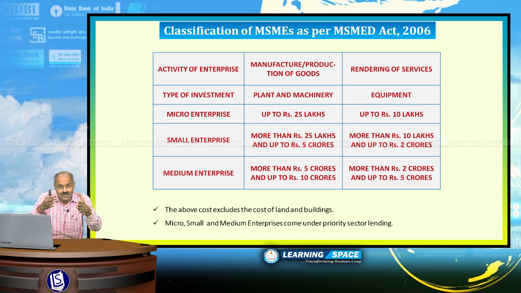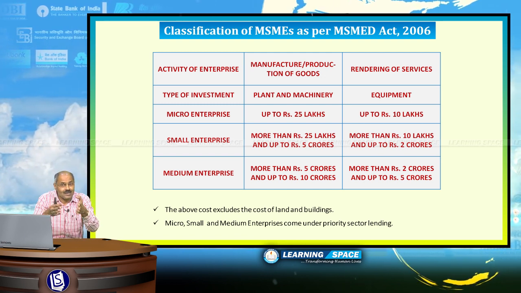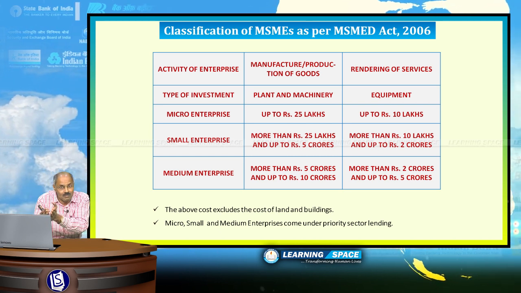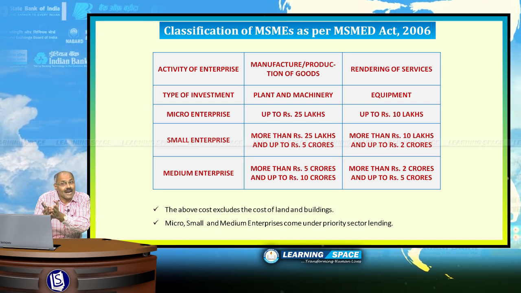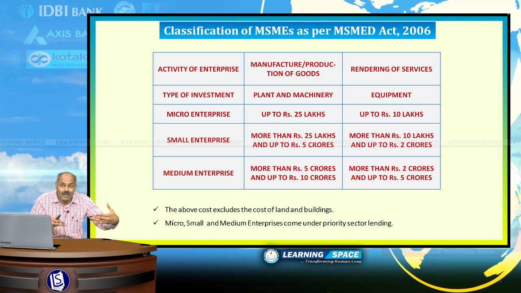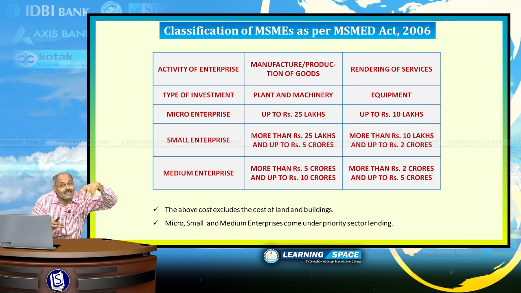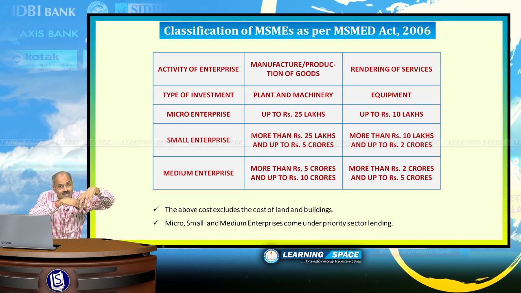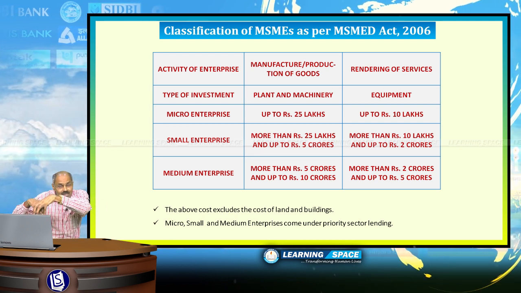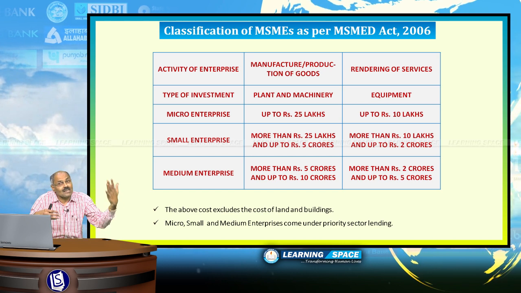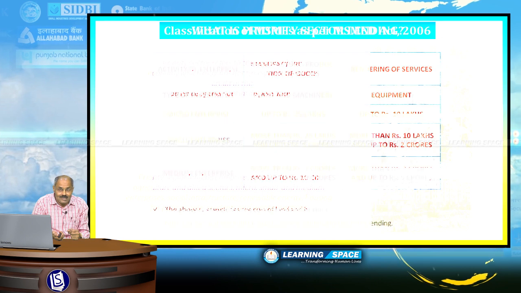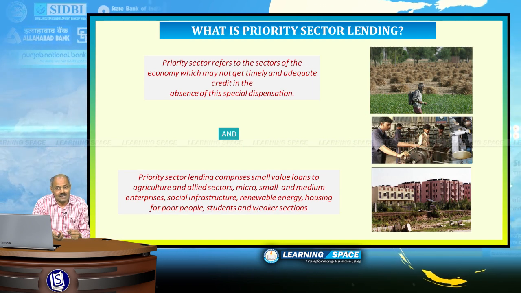So this bifurcation, please don't forget, is separate for manufacturing enterprises and services enterprises, and the categorization of micro, small and medium is based on the cost of plant and machinery in case of the manufacturing sector and the cost of equipment in case of the services sector, but in both cases, it does not include the cost of land and buildings. And let us come to the topic, priority sector lending.